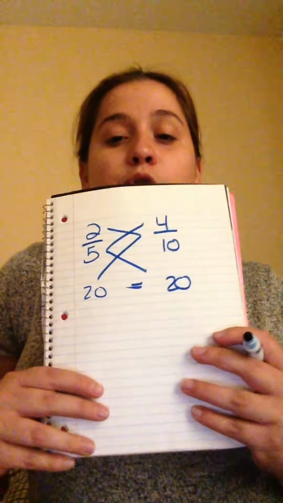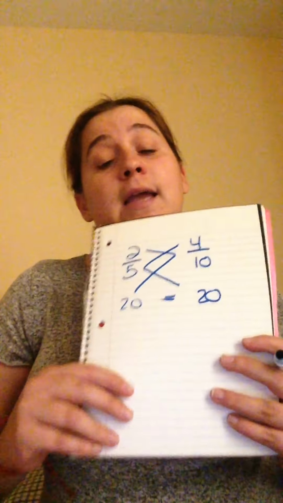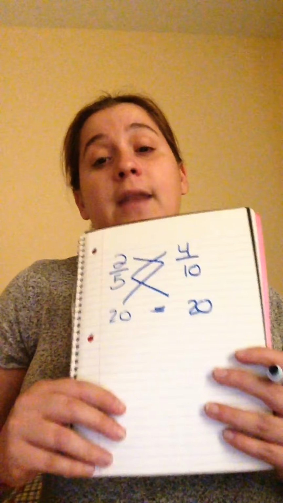All right, everybody, put it in your journal so you can have it for examples when you have to work on it on your own. All right, 2 out of 5 and 4 out of 10. We're going to, again, crisscross multiply. 2 times 10 is 20. And 4 times, what's 5 times 4, class? Very good, 20. 20 equals 20. This is, again, another equivalent fraction. Very good. You all are doing great.